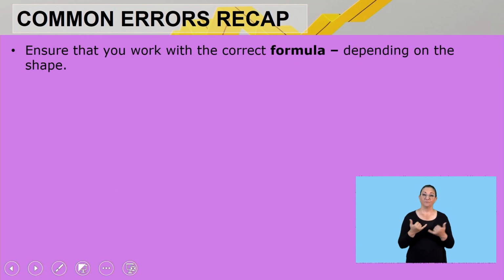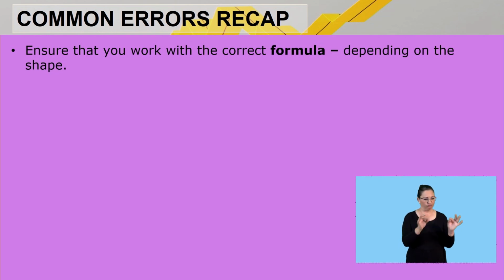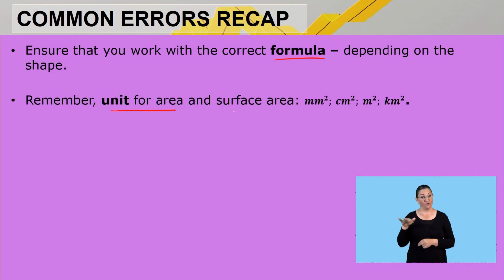Clear? All right, guys, let's now focus on some common errors that I would like us to avoid, or important things that you must pay attention to when dealing with the topic of measurement. So first up, I indicated here that you must ensure that you work with the correct formula, depending on the shape that's given to you. Guys, remember, sometimes we give you a list of formulae and you must then select the correct formula. Remember, the unit of area and surface area is exactly the same: millimeters squared, centimeters squared, meters squared, kilometers squared for that matter.